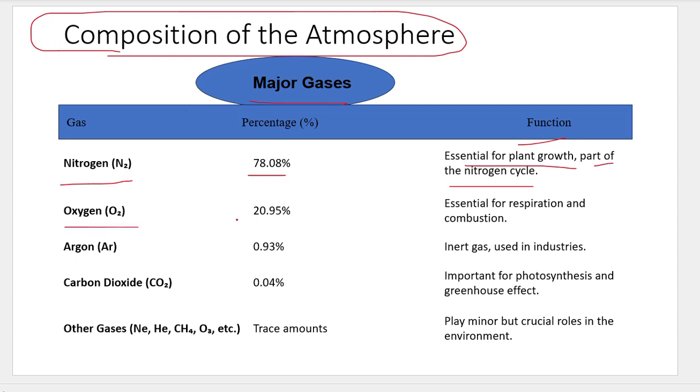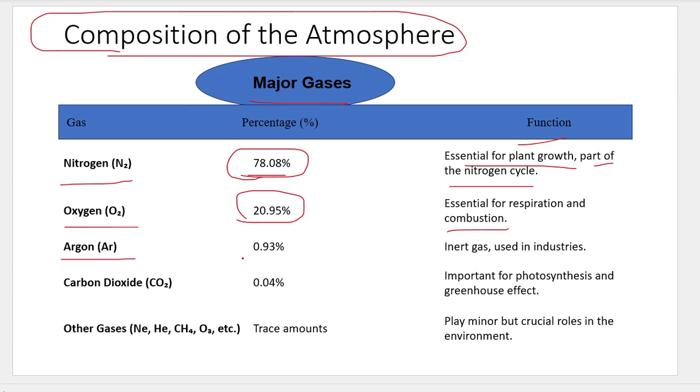Then comes oxygen, which makes up 20.95%. Please try to remember these numbers because they are very important. Sometimes direct questions are asked from this topic, like what percentage of nitrogen is available in our atmosphere. It is 78.08%. Oxygen is 20.95%. Oxygen is essential for humans and animals for respiration. Without oxygen, as you all know, we cannot survive. It is also important for combustion. Fire will not catch without oxygen; fire is needed to burn anything.